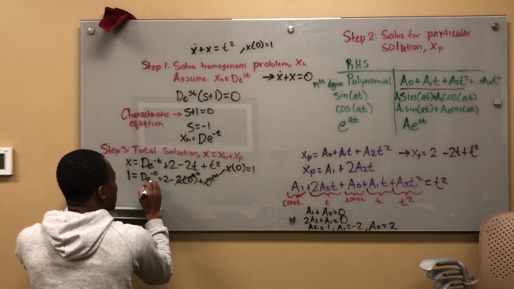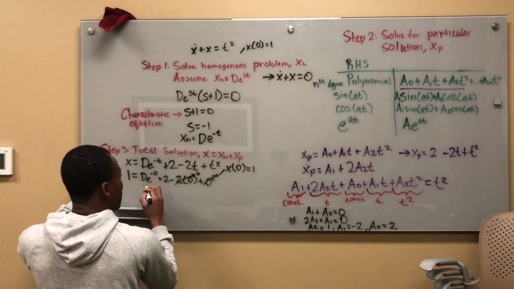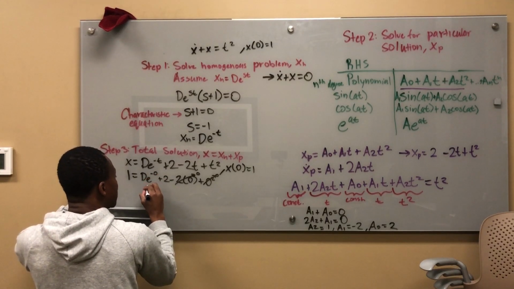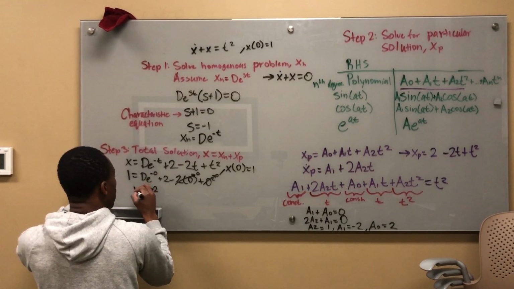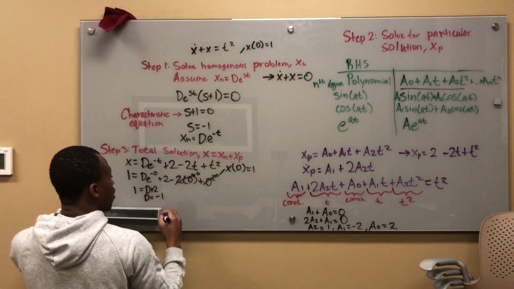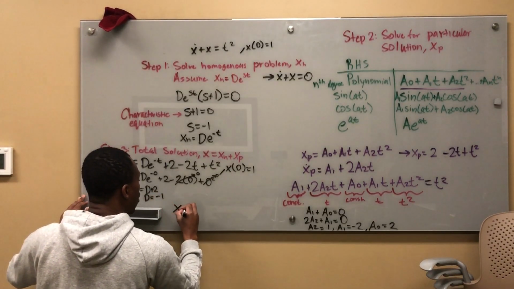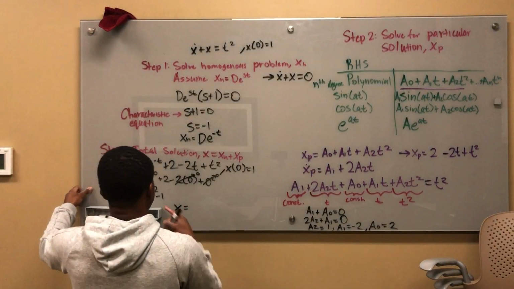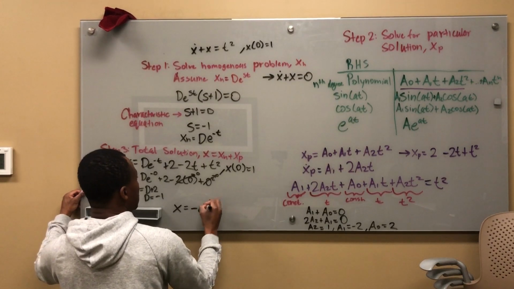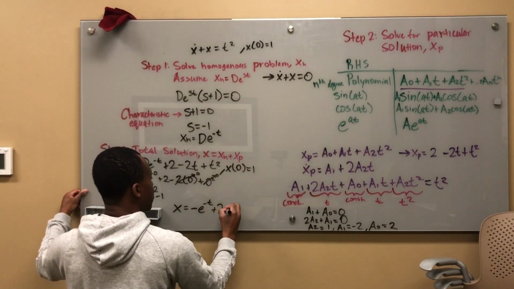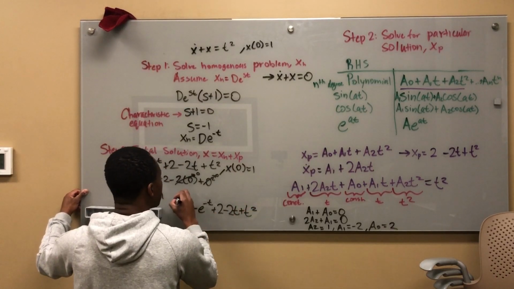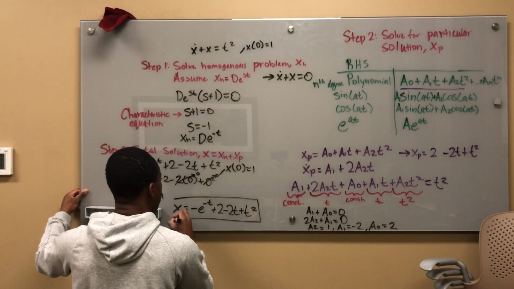So I get this right here because I'm trying to solve for d basically. So this goes to 1 because e to the 0 is 1, right? So I get that d plus 2 equals 1. So I know that d has to be equal to negative 1. Okay? So that being said, I can say that my whole solution now is negative e to the negative t plus 2 minus 2t plus t squared. Because we've gotten rid of all of our unknowns.